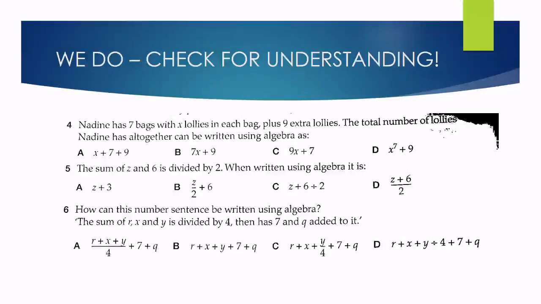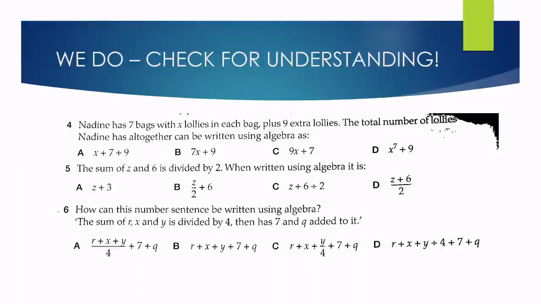A little bit of a checking for understanding. Nadine has 7 bags with x lollies in each bag, plus another 9 lollies. The total number of lollies is... if you can get the right answer for that one, you've learned something from this class. For question 5, the sum of z and 6 is divided by 2. When written in algebra, what does that look like?